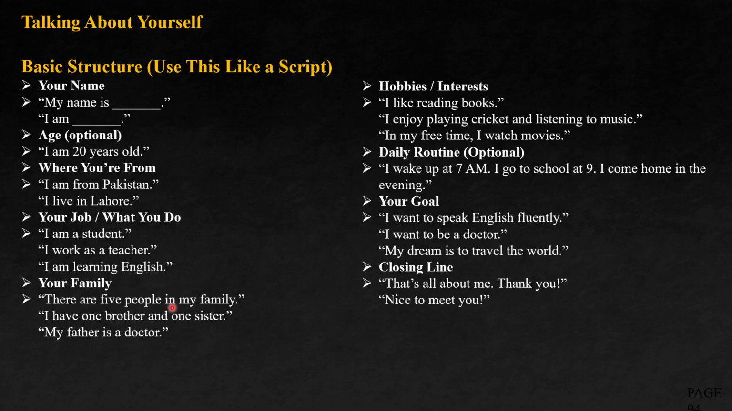So there are 5 people in my family. I have one brother, one sister. My father is a doctor. My mother is a housewife. Yeah. So like that you can add everything, and then hobbies and interest also you can add it.